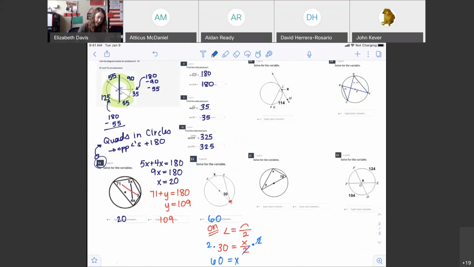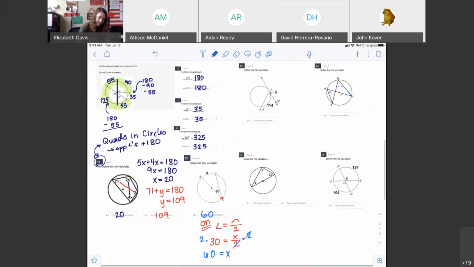So now we're going to try number 13. Once again, our vertex is on the circle. So our angle is equal to our arc divided by 2. Go ahead and try number 13.